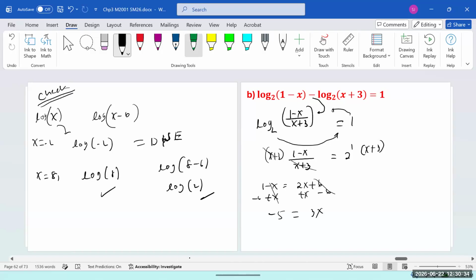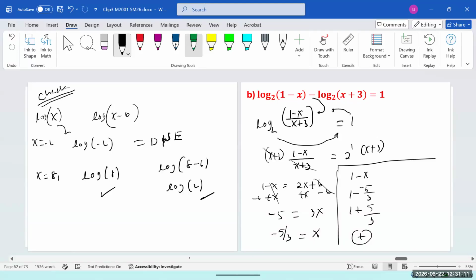Right? Did you make a mistake? No, right? So what is x? Negative 5 over 3. Did you check? Just because you have a negative, it doesn't mean you can ignore. You actually have to check whether this one works or not. So we have 1 minus x, means 1 minus negative 5 over 3. So 1 plus 5 over 3 is positive. So first one is safe.